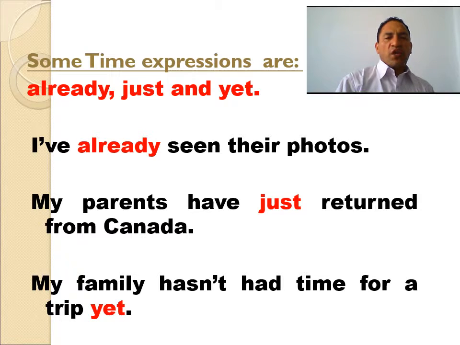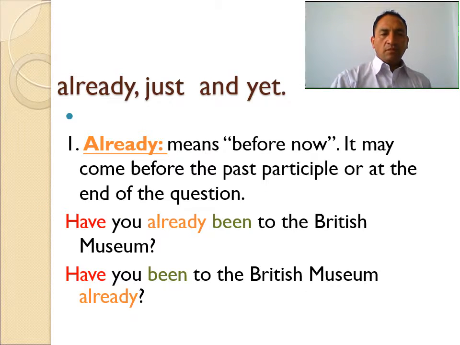Sometimes we are going to use expressions that are related to the present perfect. And these expressions are already, just, and yet. Examples, I have already seen their photos. My parents have just returned from Canada. My family hasn't had time for a trip yet. We are using, in this last case, the negative form of the present perfect. Already, just, and yet. Those are adverbs. We are going to study them one by one.